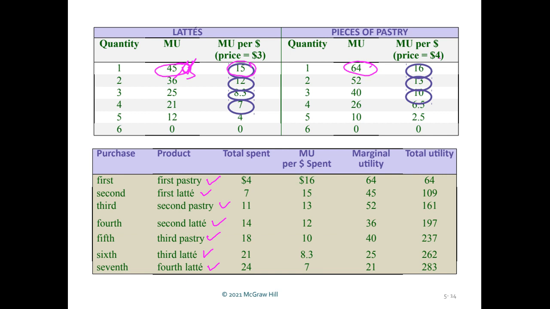Oh no, you are consuming 4 lattes, right? So 4 times 3, that is $12. And then pastry, first pastry, second pastry, 3 pastries. 3 times 4 is $12, and you are again at $24. So your budget is $24. What is the rule? The rule is simple. MU over P, you are equating for both products. So this is the conclusion.